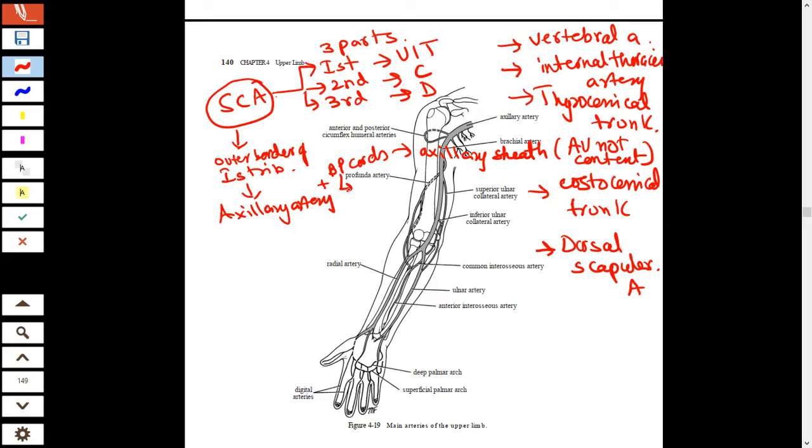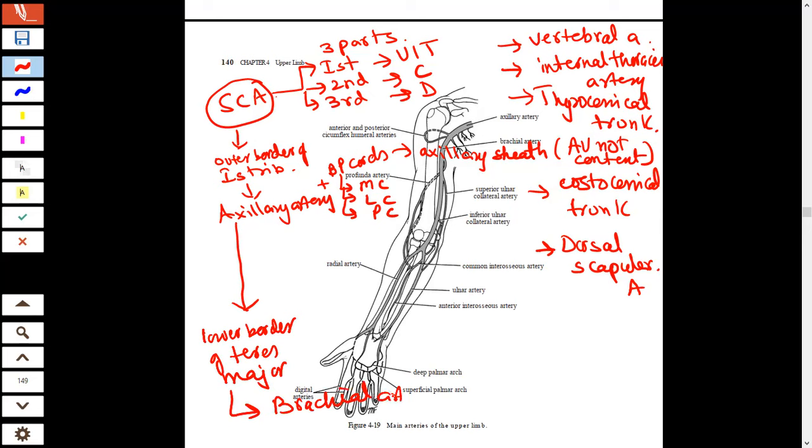And these brachial plexus cords, medial cord, lateral cord, and posterior cord, all are in relation to your which artery? Answer is axillary artery. Now this axillary artery will run till the lower border of teres major muscle, and after that it will become your brachial artery. Now, important is what? Branches of the axillary artery. This axillary artery is divided into three parts by the pectoralis minor muscle.